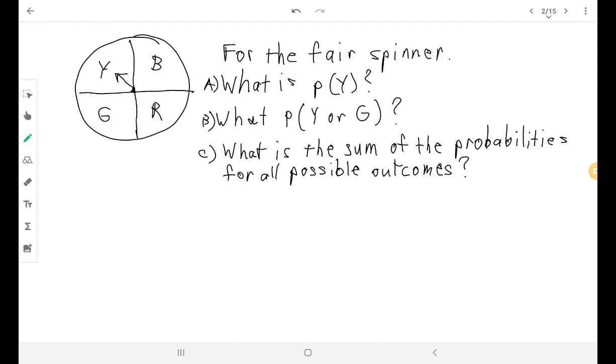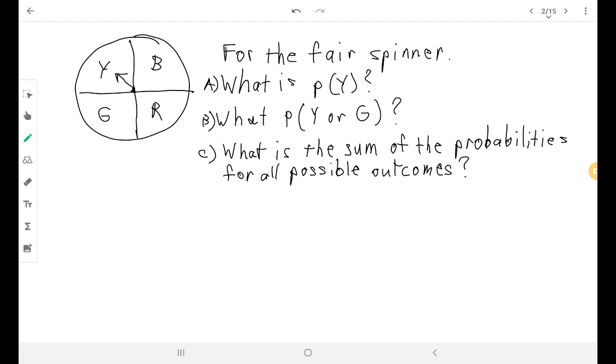All right. So we've got what we call a fair spinner. It's like the spinner that you use in certain board games and, well, lots of other things, right? It's kind of like a real simple version of the wheel of fortune wheel, that sort of thing.